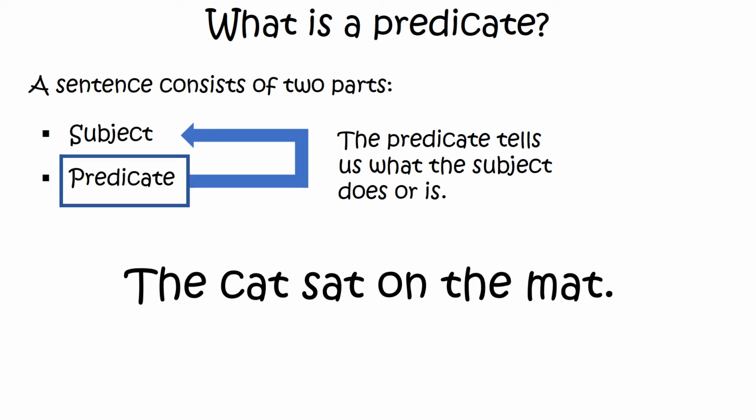Well, let's start by finding the subject. Well, we find the subject by finding the verb. The verb here is sat. The thing performing the verb is the cat. So the cat is the subject. Remember, the subject of a sentence is the thing that's performing the verb. It's what the sentence is about.